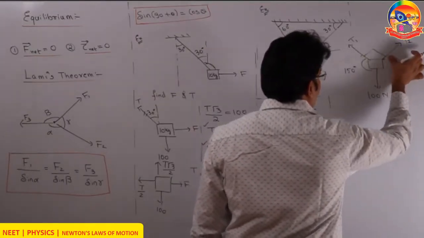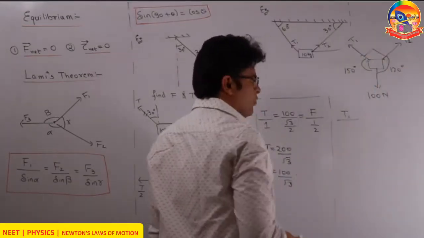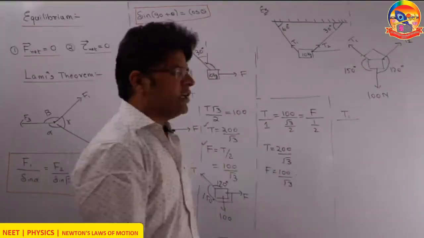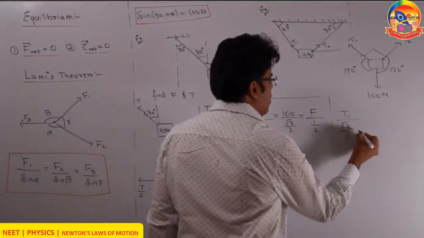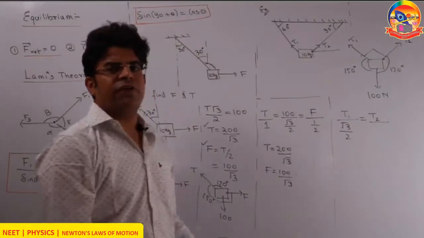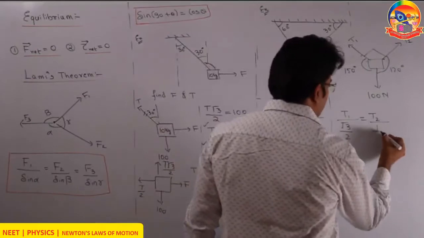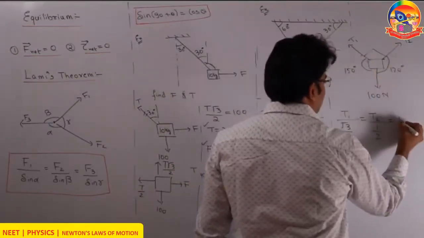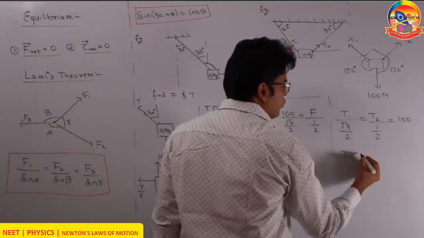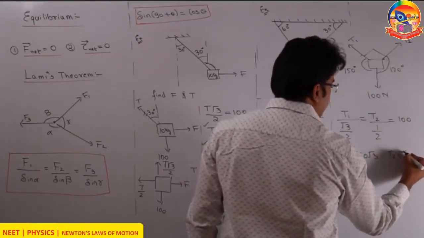So this whole angle becomes 120 degrees. So you can write T1 by sin 120. Sin 120 is sin of 90 plus 30, that is cos 30, root 3 by 2, equals T2 by sin 150. Sin 150 is as good as sin of 90 plus 60, that is cos 60, which is half, equals 100 by sin 90, that becomes 100. So here, equating, you can write T1 equals 100 root 3 by 2, that is 50 root 3, and T2 equals 100 by 2, that is 50.